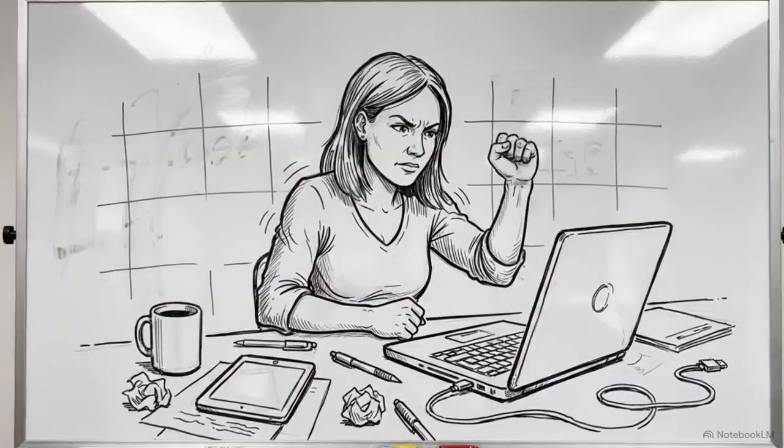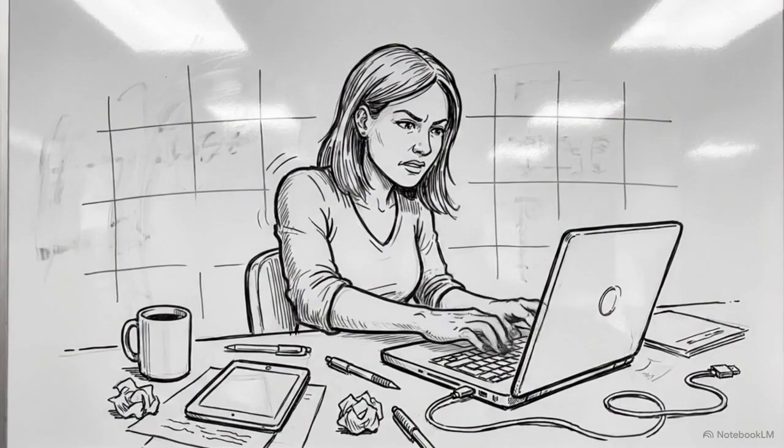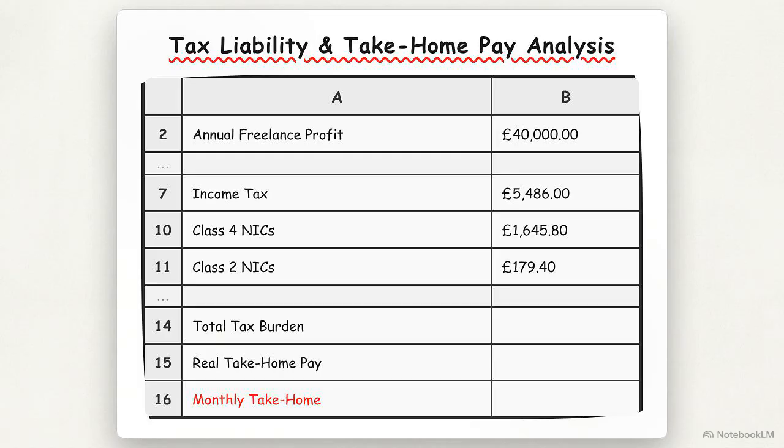We have calculated our 3 separate deductions. Now it is time to tally them up and determine the final damage. In cell B14, type equals sum, open parenthesis, B7, comma, B10, colon, B11, close parenthesis. This groups your income tax and both national insurance charges into one total tax burden. To find out what actually goes in your pocket, go to cell B15 and subtract that total tax burden from your initial gross profit by typing equals B2 minus B14.